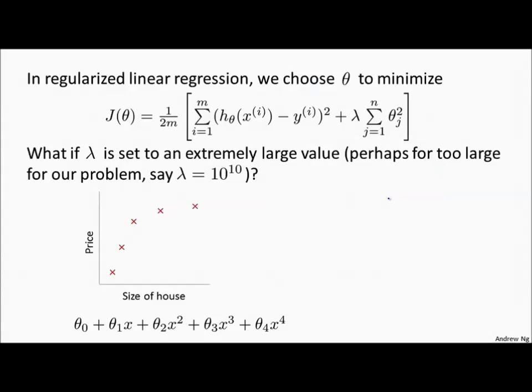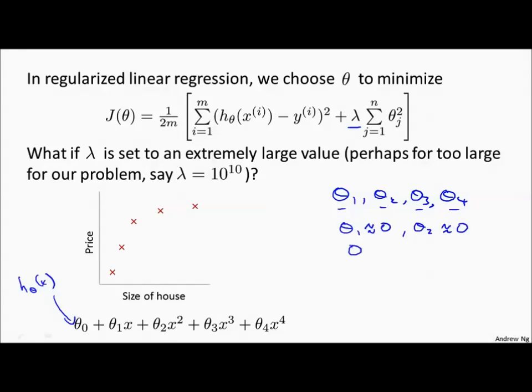In regularized linear regression, if the regularization parameter lambda is set to be very large, then we will end up penalizing the parameters theta 1, theta 2, theta 3, theta 4 very highly. That is, if our hypothesis is this one down at the bottom, and we penalize theta 1, theta 2, theta 3, theta 4 very heavily, then we'll end up with all of these parameters close to 0. It's as if we're getting rid of these terms in our hypothesis, so that we're just left with a hypothesis that looks like that.